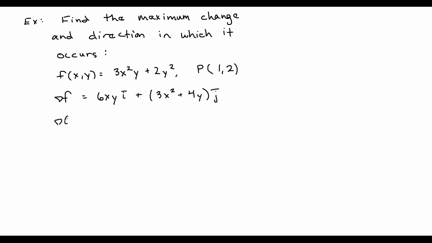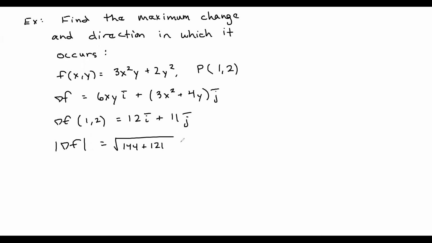And then if we want to calculate the gradient specifically at 1, 2, we get 6 times 1 times 2, so 12i, and then 3 plus 8, so 11j. We want to ask for the maximum change, so the length of the gradient is going to be the square root of 144 plus 121, which equals the square root of 265. So this is the max change. Again, you're standing on that hillside, you calculate all of the slopes, and this one will be the biggest one.